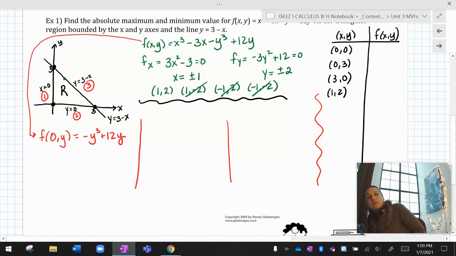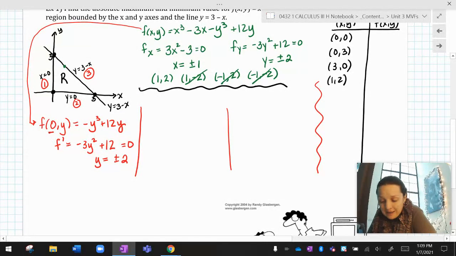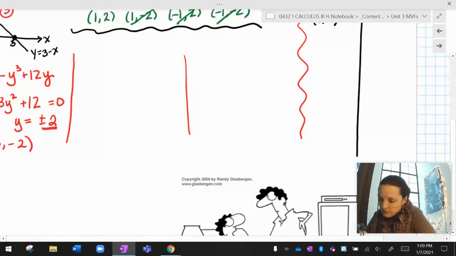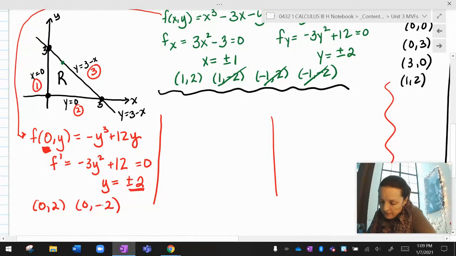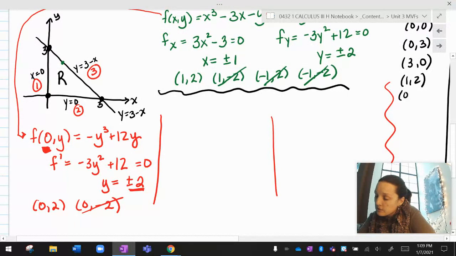I just turned a multivariable function for the edge into a single variable function that I can now differentiate and set equal to 0. So f prime for this would be negative 3y squared plus 12. Set that equal to 0. y equals plus or minus 2. So now my candidates here are 0 and plus or minus 2. Check to see if it's in my region. Well, my region only goes from 0 to 3. So (0, -2) is not in my region, but (0, 2) is. So I'm going to test (0, 2).